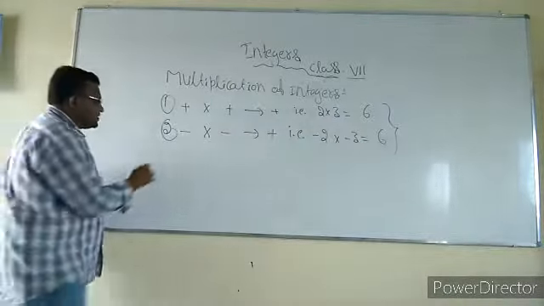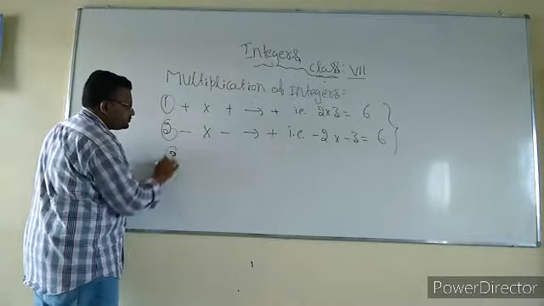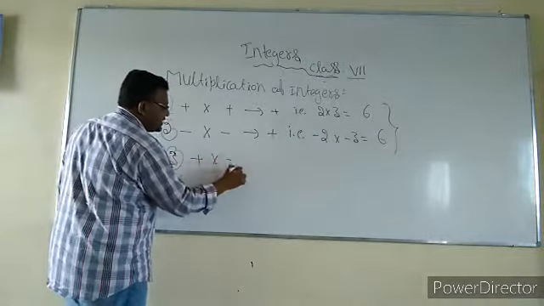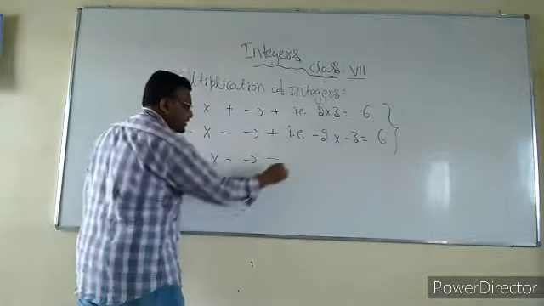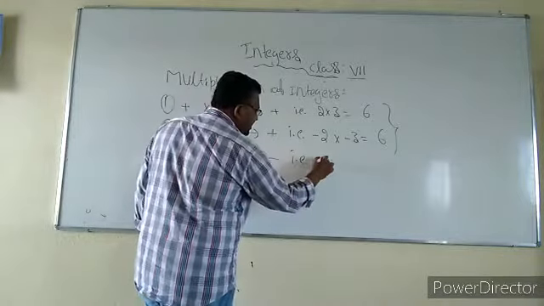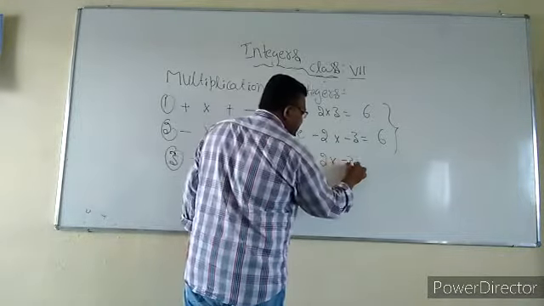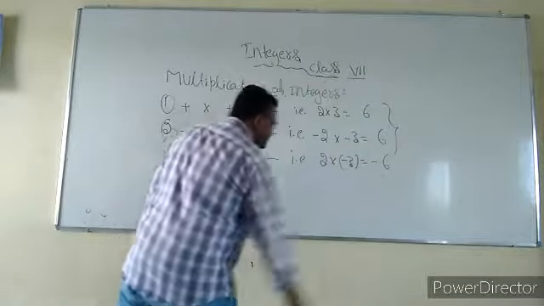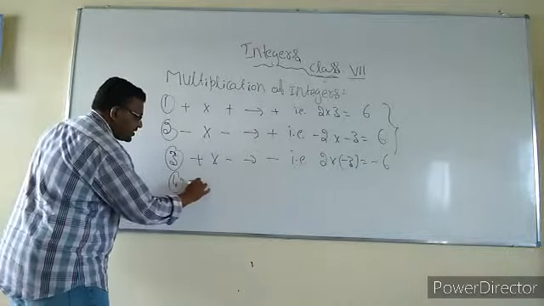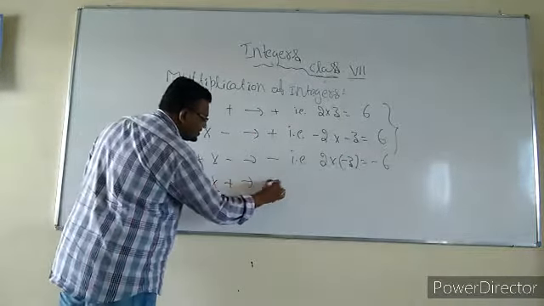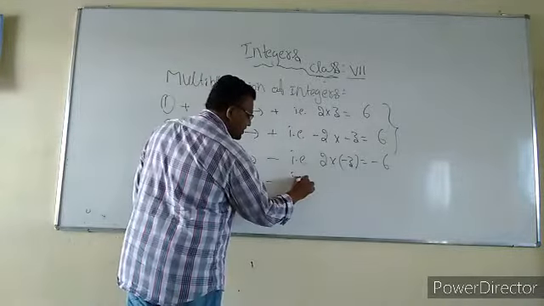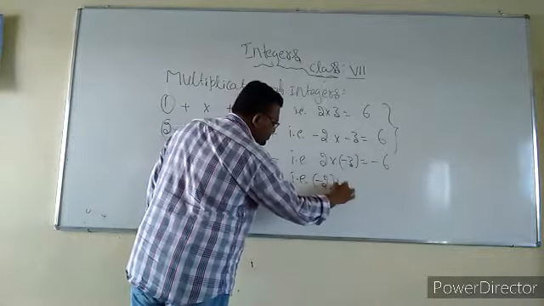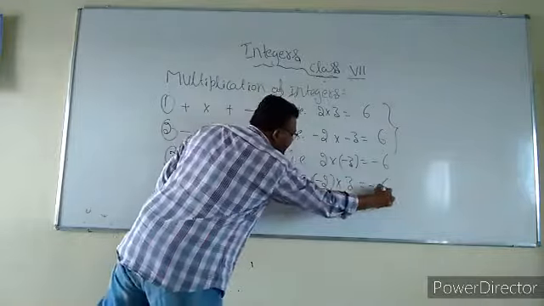And one more point. Plus into minus gives minus. That means 2 into minus 3 is equal to minus 6. In the same way, minus into plus also gives minus. That means minus 2 into 3 gives minus 6.